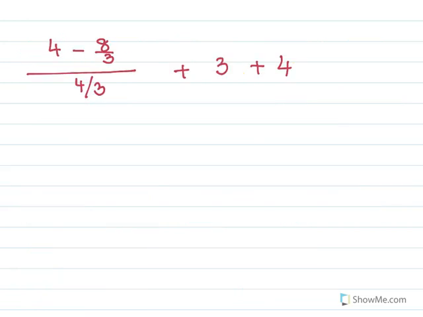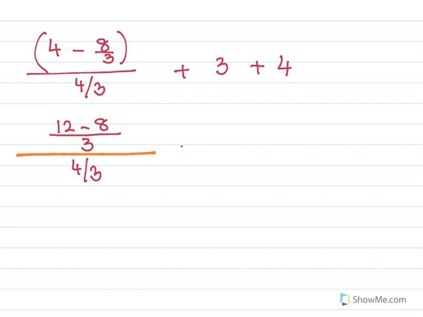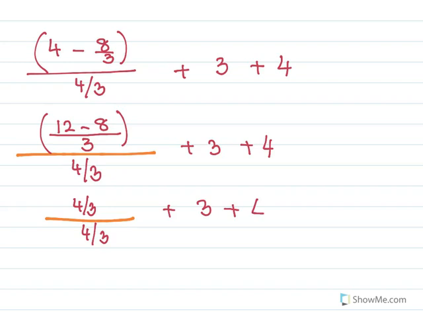So next, let's go over it again. This is what we have. Now I'm going to work the numerator out. In the numerator I'm going to find the LCM, and the LCM is 3. So this will be 12 minus 8 divided by 4 by 3. And this is plus 3 plus 4. Now again for the numerator, I have 4 by 3 divided by 4 by 3 plus 3 plus 4. And this 4 by 3 I cancel, 1 plus 3 plus 4. Answer 8.